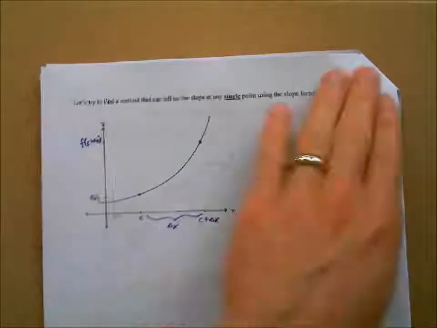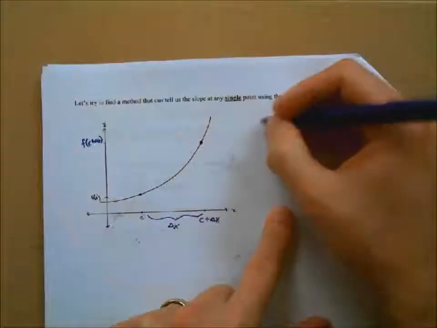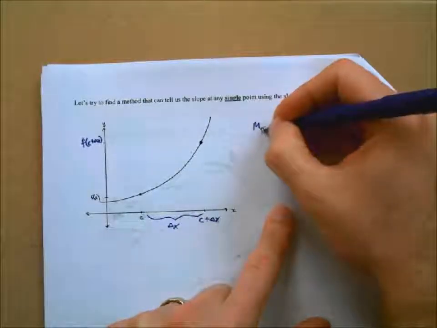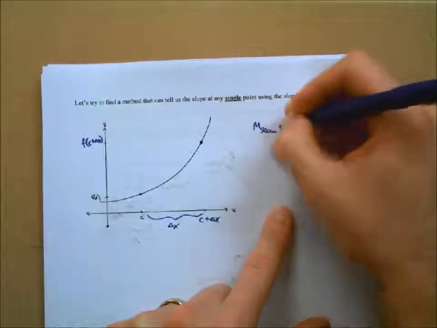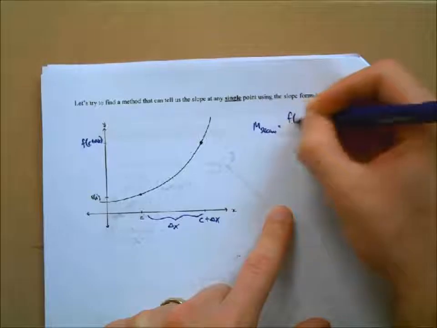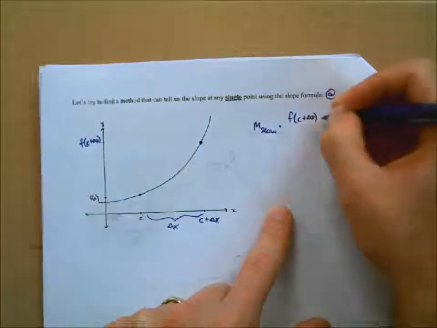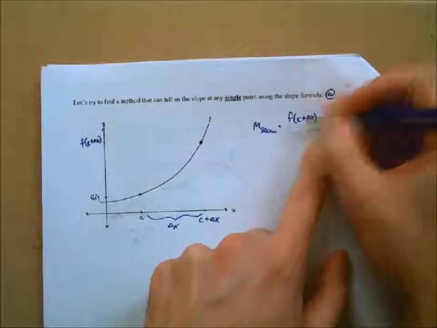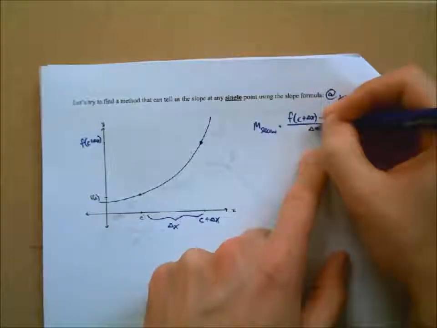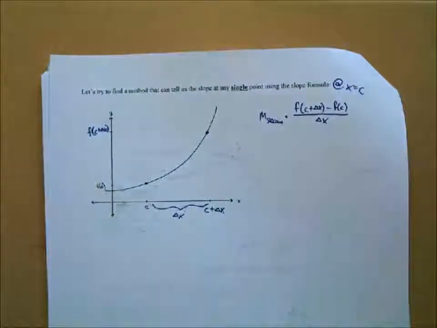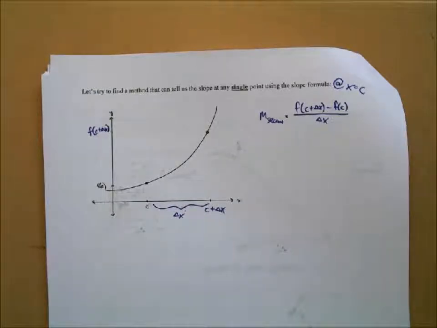Again, we're going to use our secant slope. If you remember, the slope of the secant line was f of c plus delta x minus f of c all over delta x. I'm going to leave it in the simplified form that we came up with. Again, just redoing what we did before, except now we are specifically trying to find the slope at a single point.